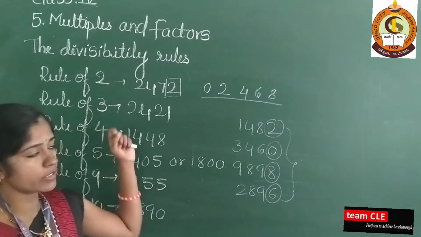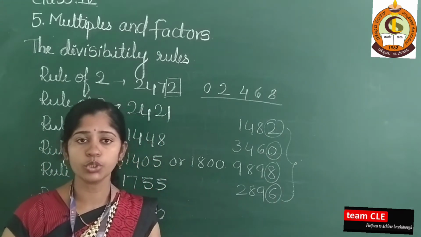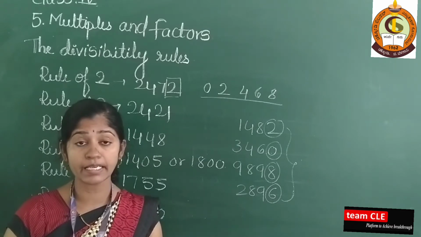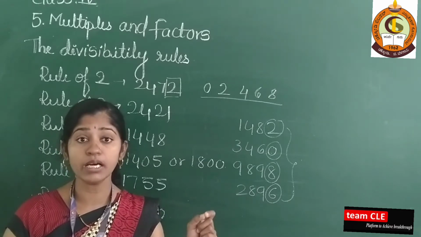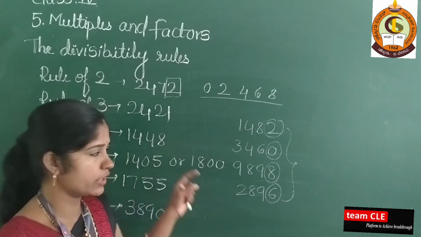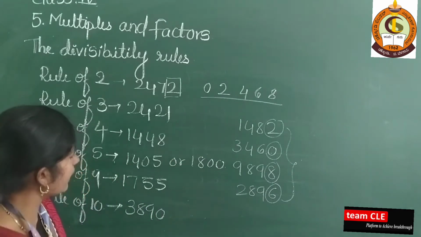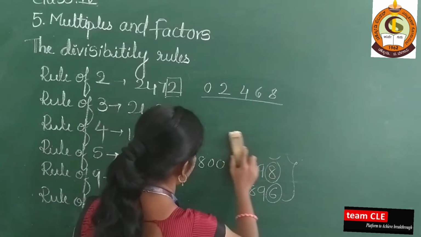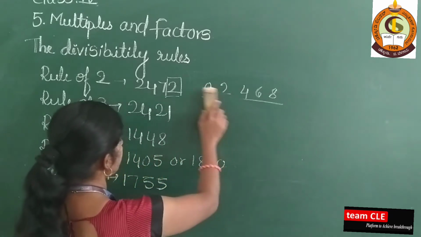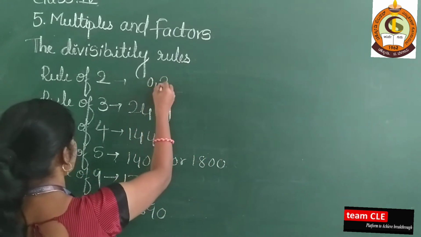So this is the divisibility rule of 2. A number which has 0, 2, 4, 6 or 8 at the end, that means at the ones place, is divisible by 2. So this is the divisibility rule of 2. I hope you understood. Next we will go to the next example. Then what is the divisibility rule of 3?